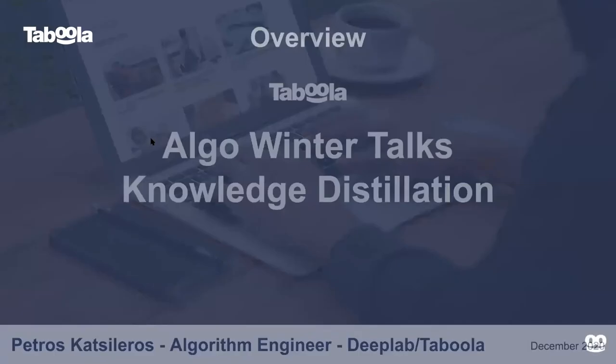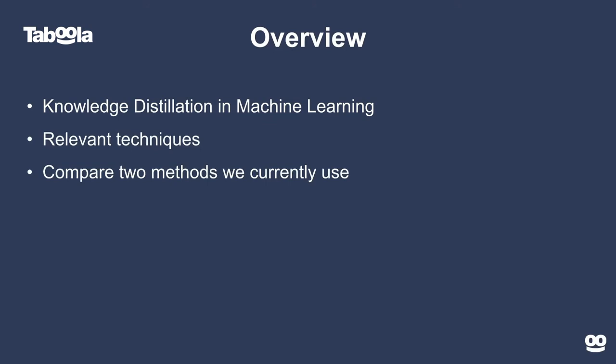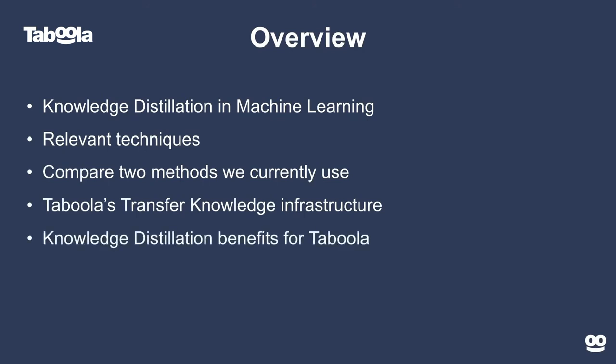So at first, let's see an overview of this presentation. We will start with a very practical example, take an intuition about why we need knowledge distillation in machine learning and what it actually is. We will see some relevant techniques that exist and we have already implemented and we are currently using in our system. We will compare these two methods and we will see the pros and cons for each one. Finally, we will see what is the infrastructure to be able to handle such cases and such complex architectures in production systems. And then we will see what are the benefits that we have using these techniques. And then we will wrap up everything with some conclusions.